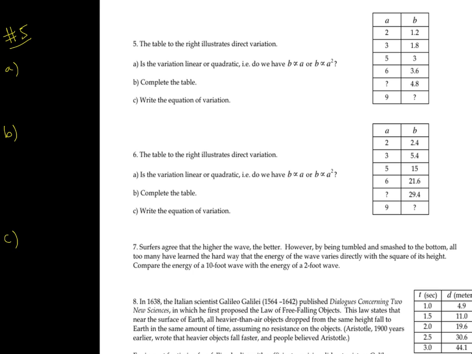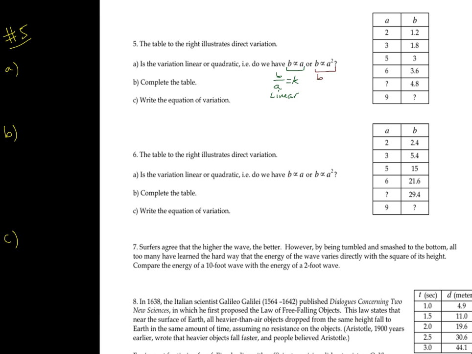I.e., do we have b, and this looks like a sort of script a, it's really an alpha there, so b alpha a. This is a notation that's pretty commonly used by scientists, so in physics, chemistry. What this notation is saying is that the ratio of just b to a is always the same. So b over a is a constant. So this would be linear variation there.